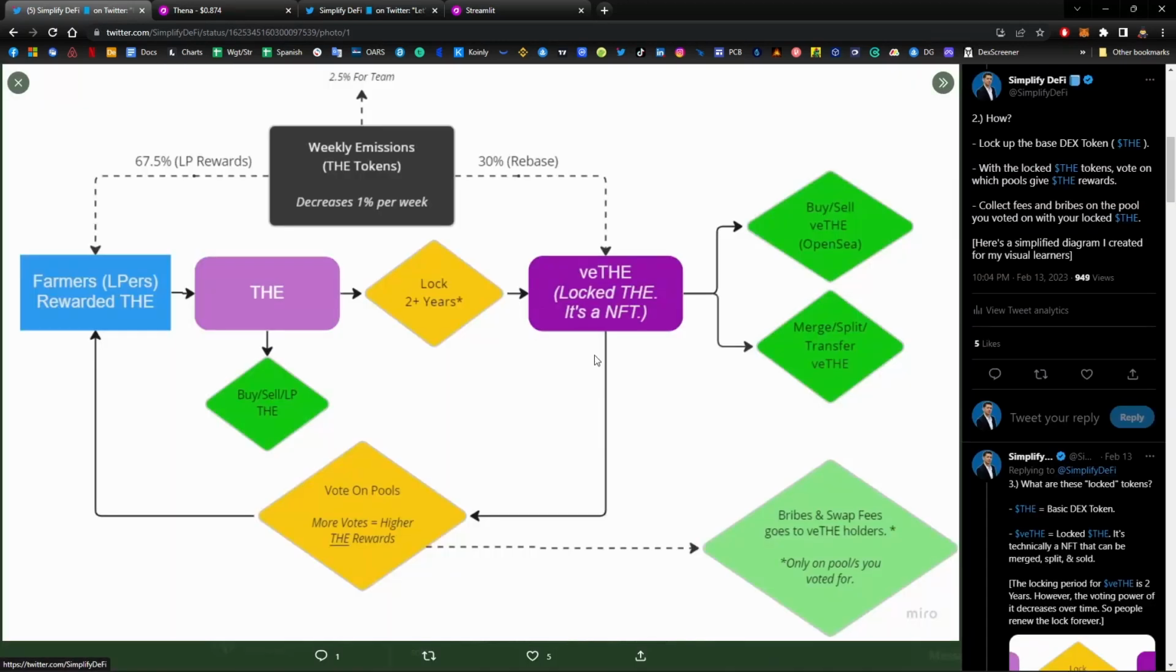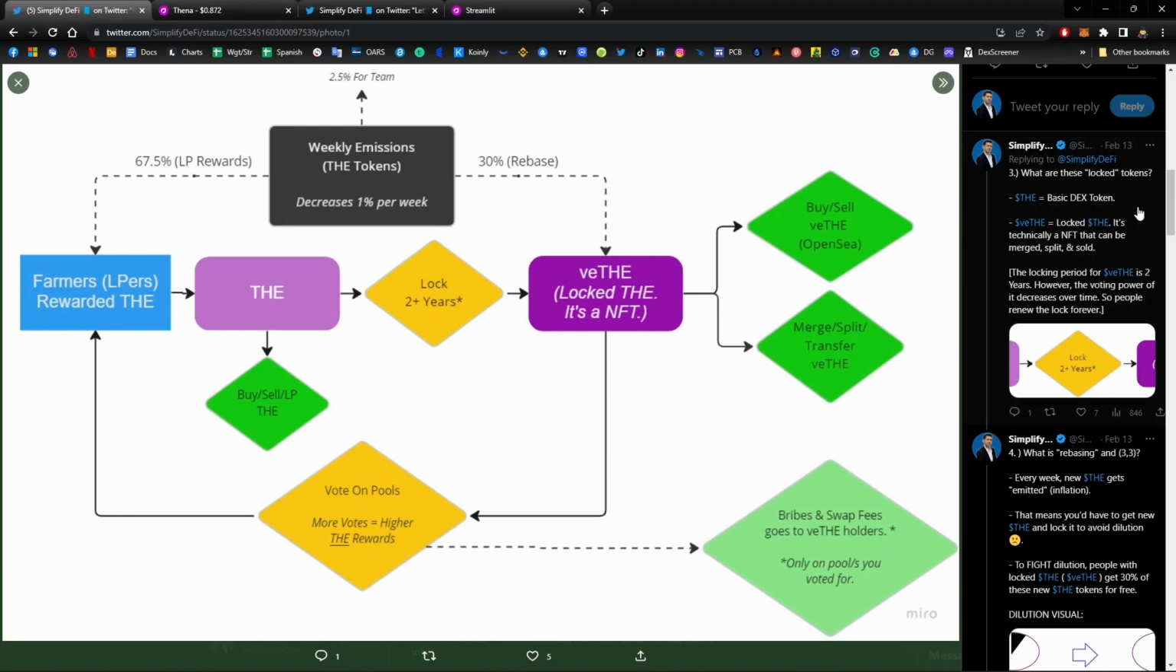So let's pull up this diagram here. Step one is to take a look at the basic DEX token, which is THE. Now, it's tempting to take a look at those three letters, T-H-E, and say, oh, that's "the." But the way it's pronounced is THE, and we're going to carry that out through the rest of the video. So with THE, you can think of it as, let's say, your Uniswap token with UNI. So it's just a basic token, simple enough. You can buy it, you can sell it, and you can also farm it. Now, when you lock it, you're going to receive an NFT.